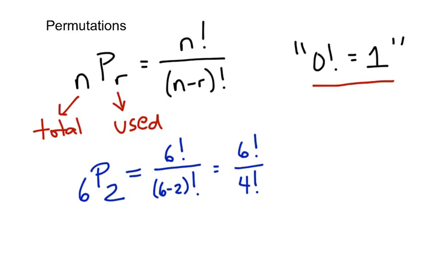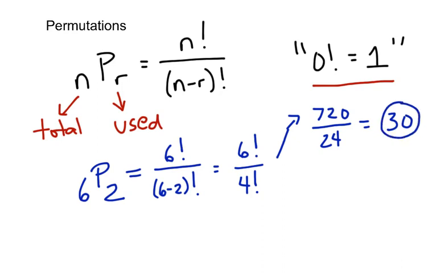At this point, you have a couple of different ways you can go, and you should do whatever you're comfortable with. One of the ways is just to find out what 6 factorial is. That's 720. Find out what 4 factorial is. That's 24. And then divide the two. And when you divide those two, you find out that the answer is 30. So for the permutation of 6 things taken 2 at a time, our answer would be 30.